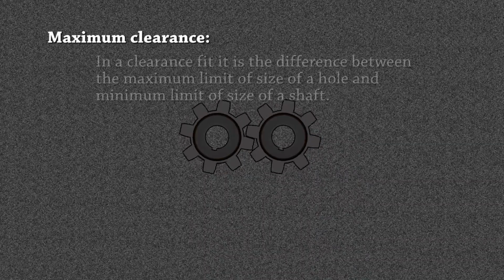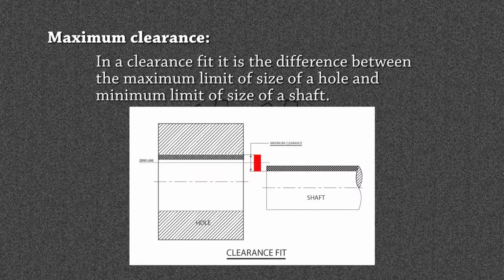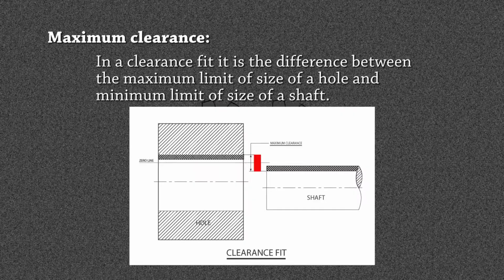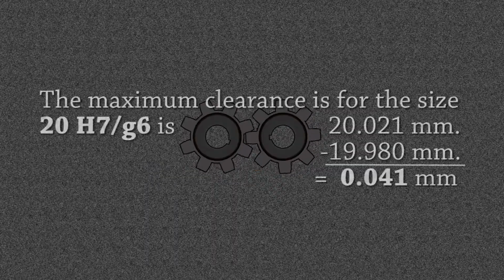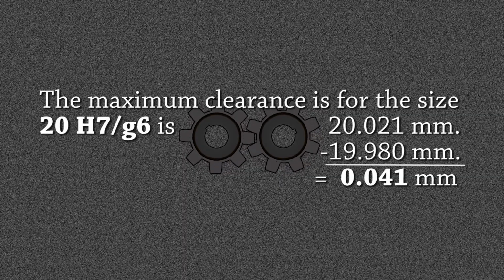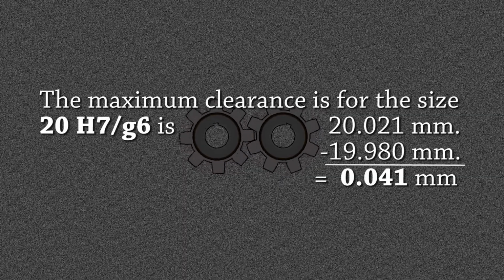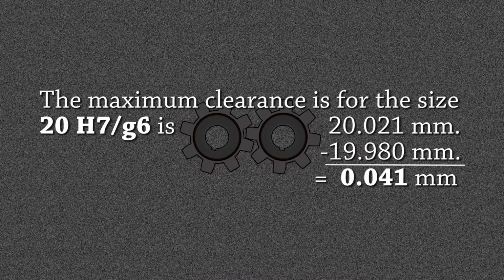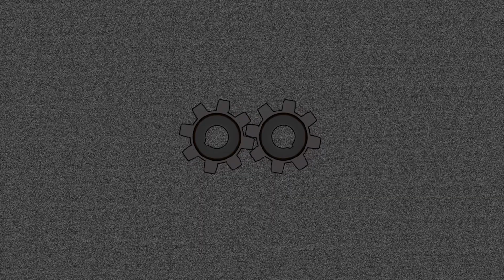Maximum clearance. In a clearance fit, it is the difference between the maximum limit of size of a hole and the minimum limit of size of a shaft. The maximum clearance for 20H7/G6 is 20.021 minus 19.980 equals 0.041 millimeters.